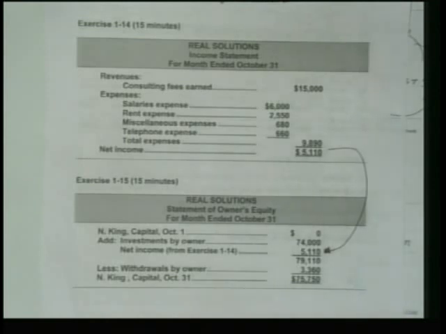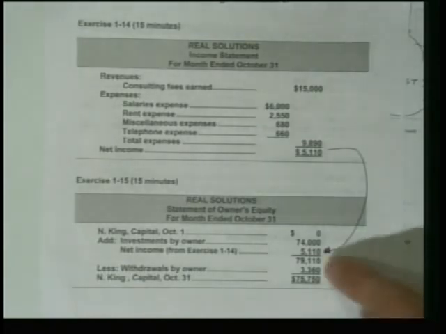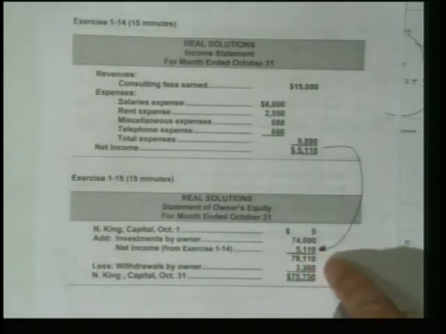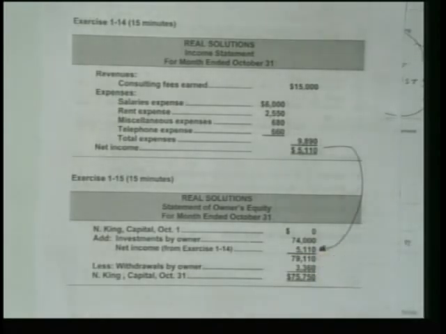We added investments by owner of $74,000, which was made on either October 2nd or October 3rd. I can't remember which I told you. We add the net income. This subtotal right here I think is not a real worthwhile subtotal, so if you didn't have that, that's fine. Then you deduct your withdrawals by the owner, and you get ending capital at October 31st.